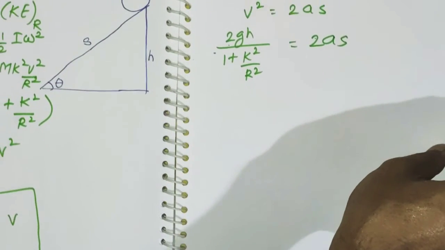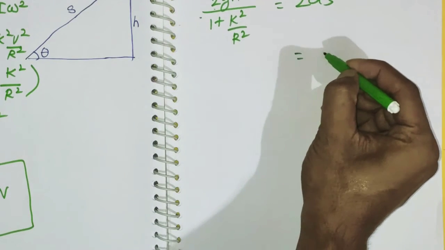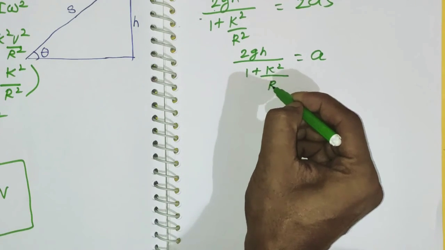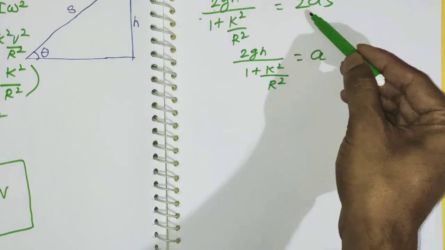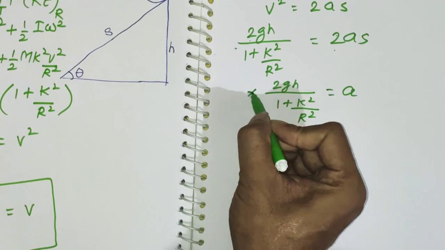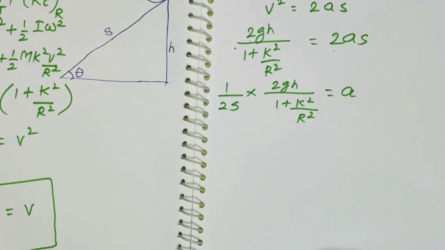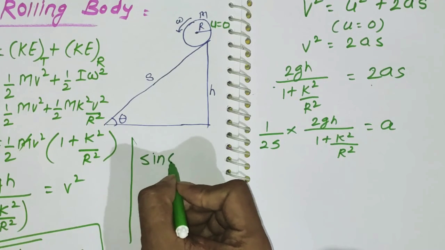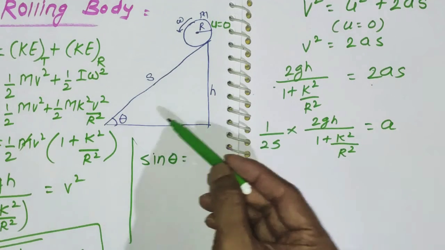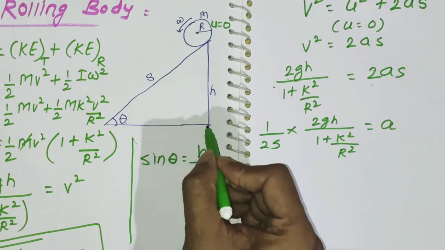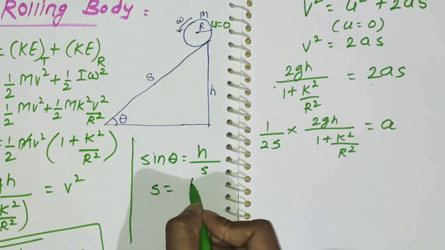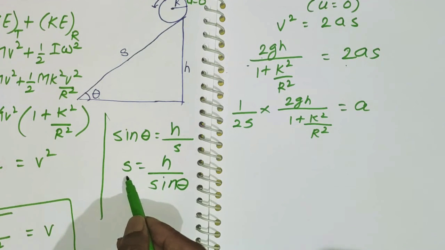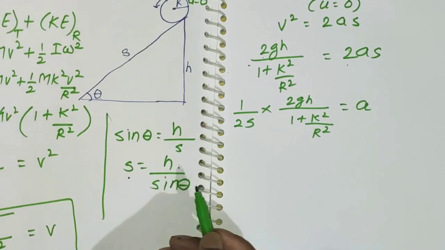So we just have to find a, the acceleration. So a is equal to 1 by 2s into 2gh upon 1 plus k square by r square. Now in this diagram, sin theta is equal to the opposite side by the hypotenuse. Here the opposite side is h and the hypotenuse is s. So s is equal to h by sin theta, and we use this value of s.